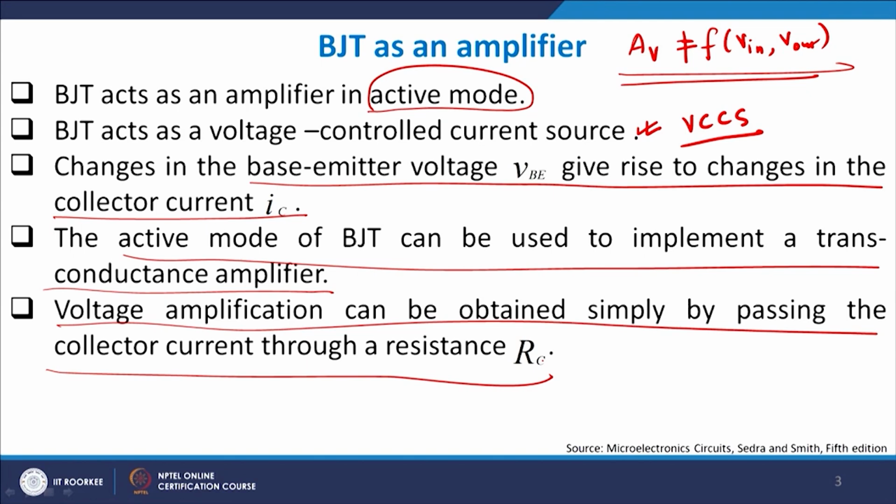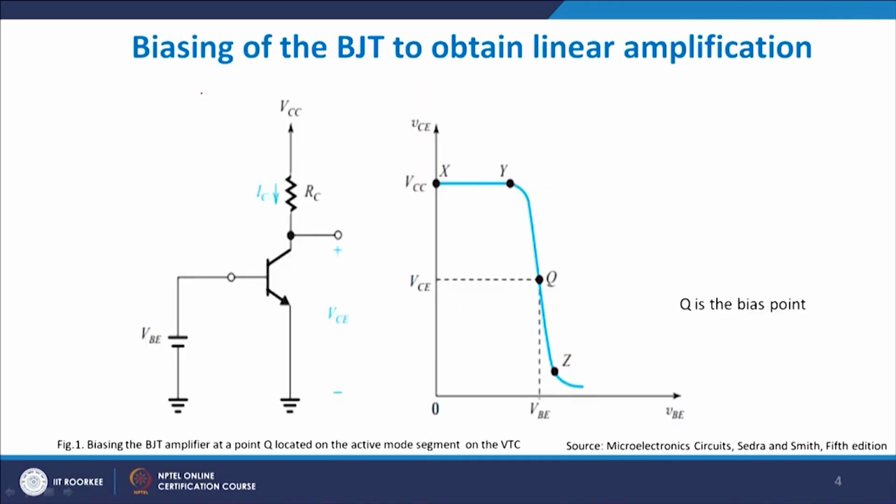Let me come to the next slide and show you how biasing of a BJT can be used to obtain linear amplification, and we will see each step in much more detail. If you look at the left hand side figure here, I have an NPN transistor marked by this red circle, and we bias it by an external source VBE, and we have IC and VCE.